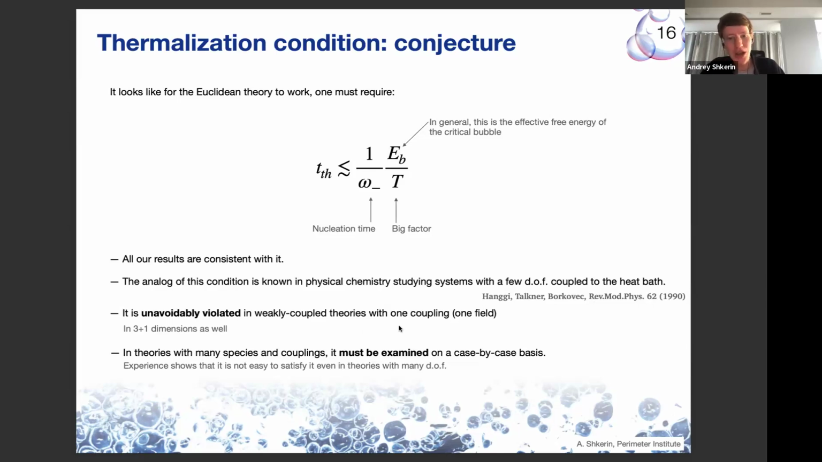And in theories with many species and many couplings, the condition must be examined on a case-by-case basis. But results like the analysis shows that it is actually not quite easy to satisfy this condition, even in theories with many degrees of freedom. And the fundamental reason for that is, of course, when you introduce additional degrees of freedom, the thermalization time reduces, right? Because now the coupling of the Higgs boson to the relevant subsystem becomes stronger. But at the same time, those additional fields tend to renormalize the free energy. They tend to change the potential barrier, right? And they can, in fact, increase the potential barrier. So they will contribute to the energy of the critical bubble. And so there are different effects, and it is not clear which one wins in a particular case. So this must be tested.